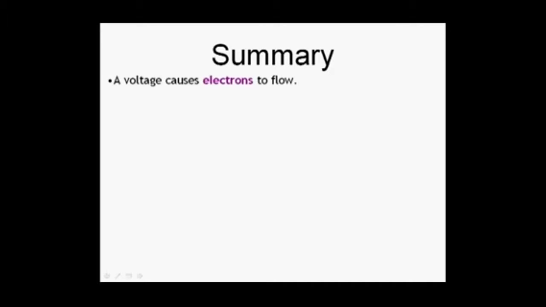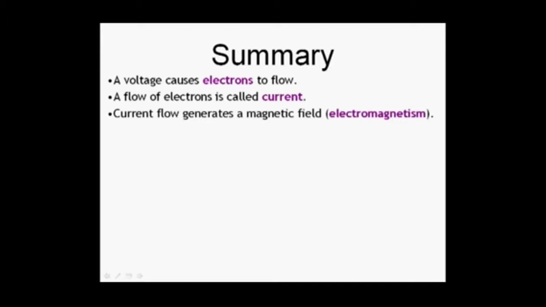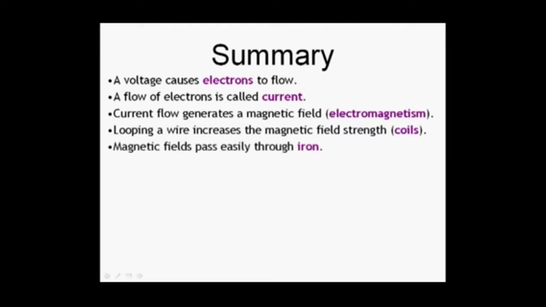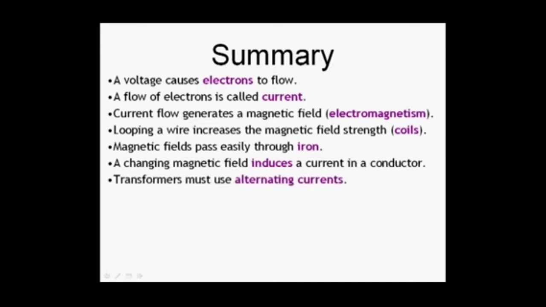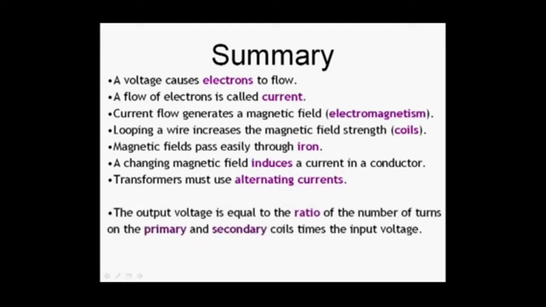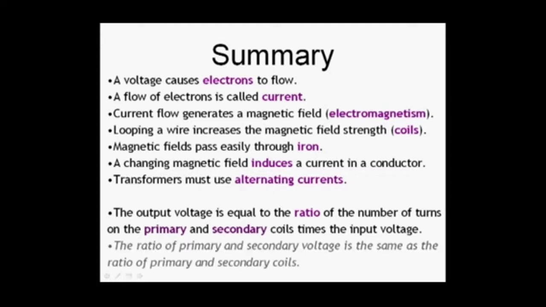So in summary, voltage causes electrons to flow. Flow of electrons is a current. The current generates a magnetic field. By looping the wire, we can increase the strength of the magnetic field. The magnetic field passes easily through iron, and a changing magnetic field induces a current in a conductor. Therefore, transformers have to use alternating currents. They will not work if you just connect them to a battery. The output voltage is equal to the ratio of the number of turns multiplied by the input voltage, or in other words, the ratio of the primary and secondary voltages is the same as the ratio of the primary and secondary coils.